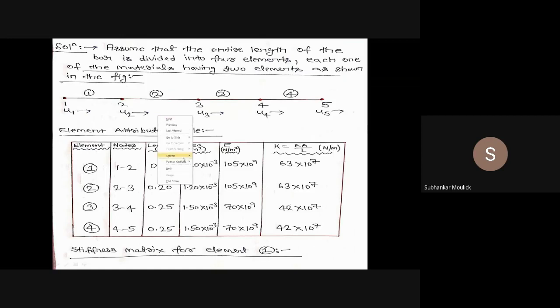This is my element number 2. Element number 2 comprises node 2 and node 3. Let us assume that the nodal force present at node 2 is F2, but for which element? It is for the second element, so F2 of 2. Similarly, the nodal force present at node 3 for the second element is F3, that is, the nodal force at node 3, for element number 2.